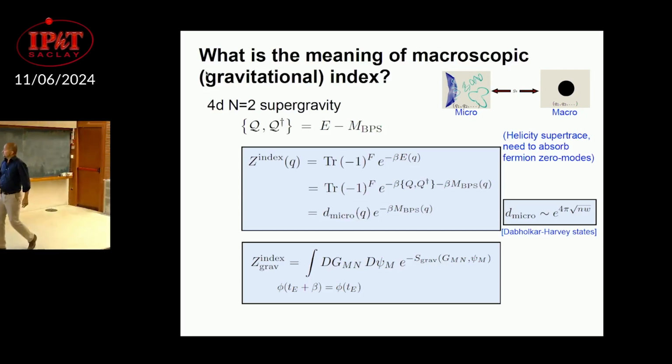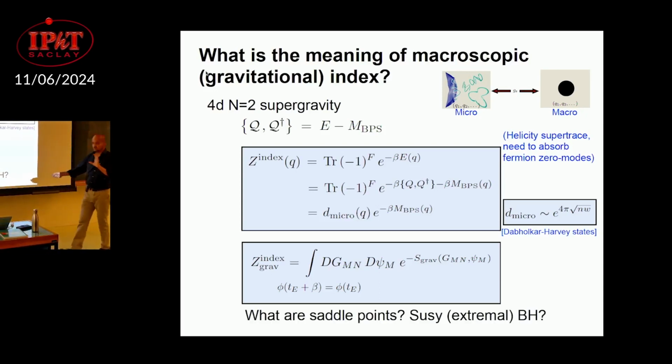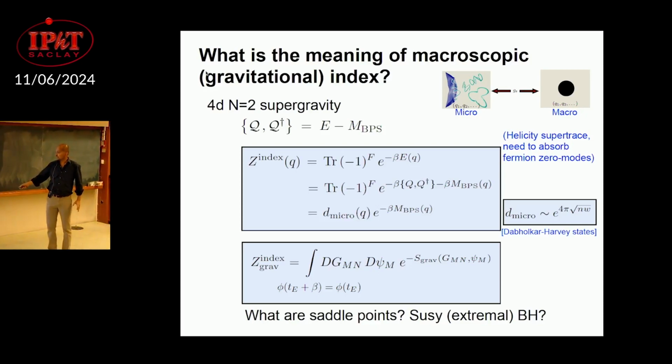Now, the question is, what are the saddle points? That's the only thing I want to answer in today's talk. This is the gravitational index. This is the meaning of the gravitational index. What are its saddle points?